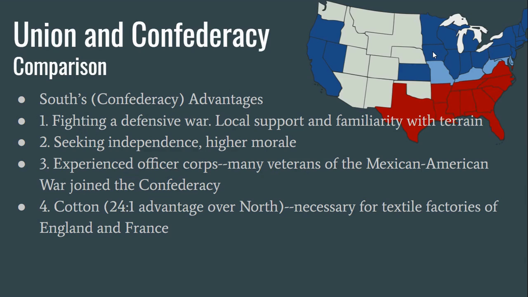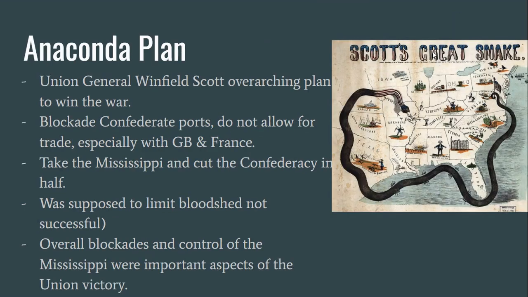Morale will also be higher in the South, as many, even non-slaveholders, will buy into the notion of seeking independence from, in their view, the tyrannical Lincoln. There is also a greater military tradition of the South, with an experienced officer corps of talented generals, many of them veterans of the Mexican-American War. The South also has a hot commodity, cotton, which they can trade for necessary items from England and France, although the North will make that very difficult, which leads us to the Anaconda Plan, which was Union General Winfield Scott's overarching plan to win the war.